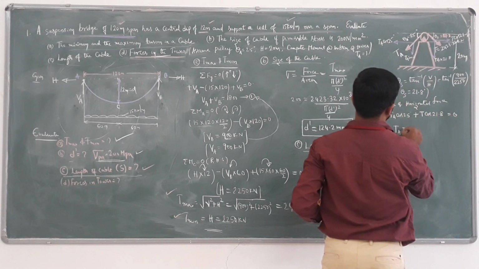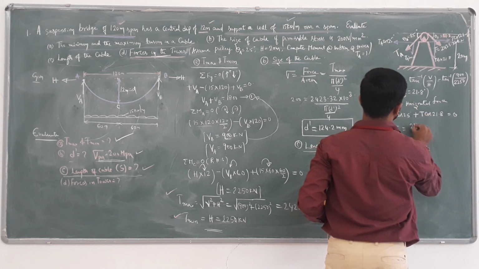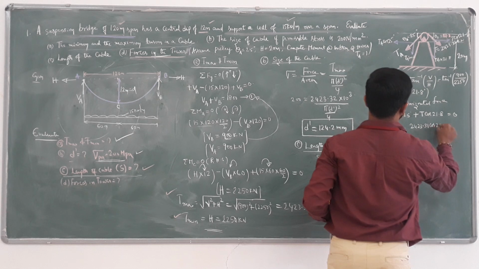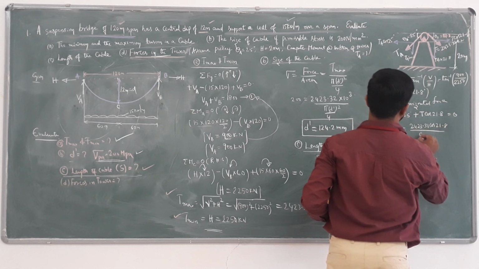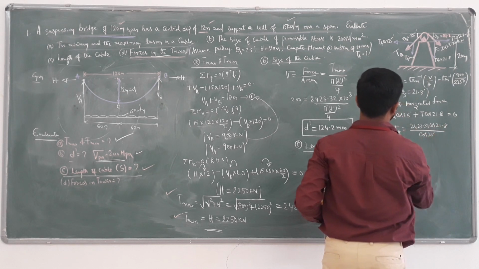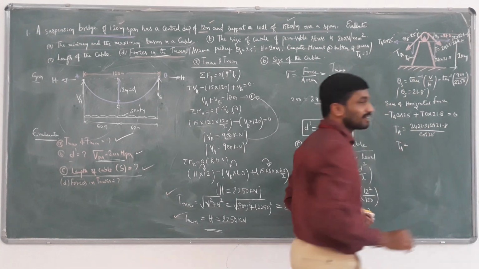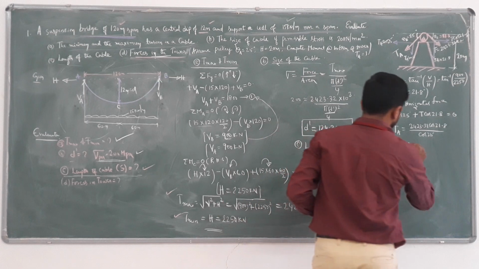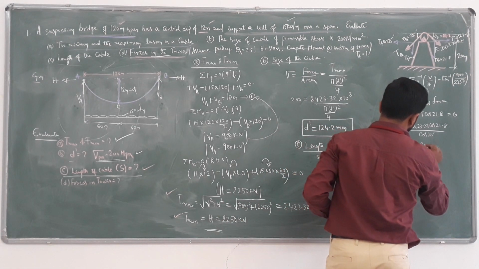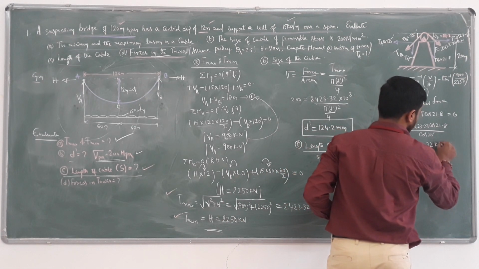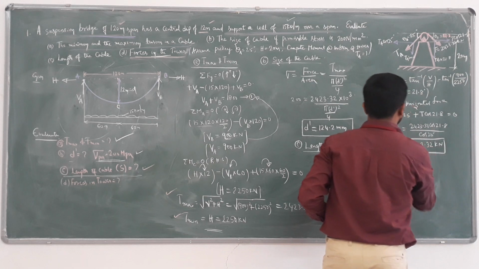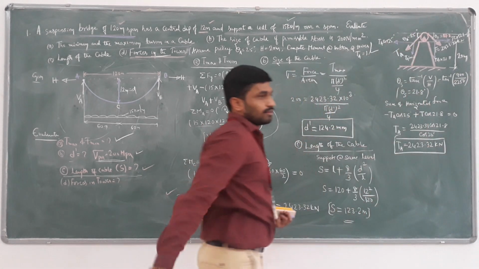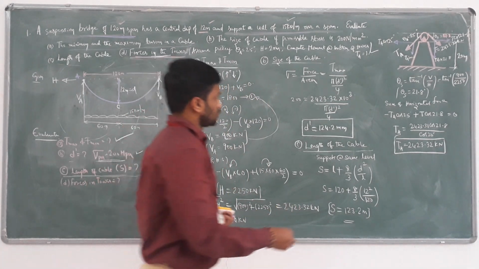I want TA. I know the T value, that is 2423.31 cos 21.8 divided by cos 25. I am getting the value. What is the anchor cable force? How much? 2423.32 kilonewton. So I got the TA value. Clear? Next.